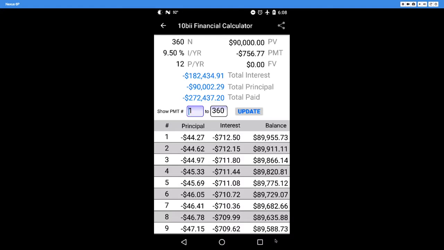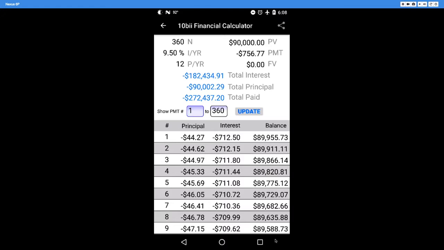$272,437. It's a pretty good income coming in from that. Now again, time value of money factors into that, right? So you do have to be aware that it's $272,000 over 30 years. But regardless, it's a lot of money, even when you factor in time value of money. If you look beneath that, you're going to see principal, interest, balance.